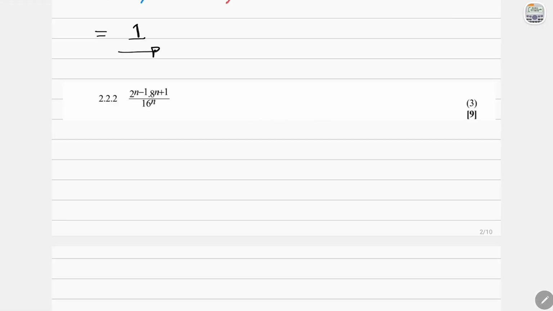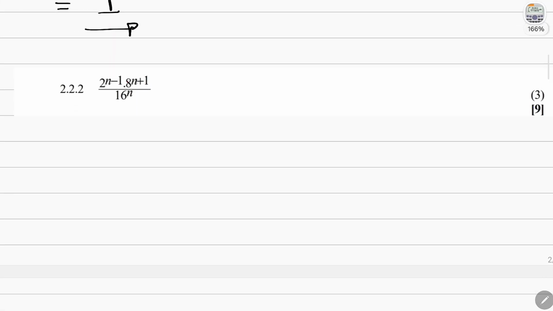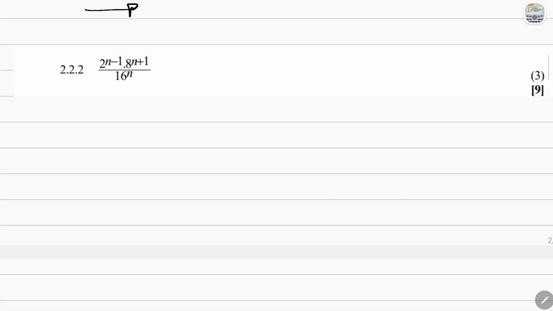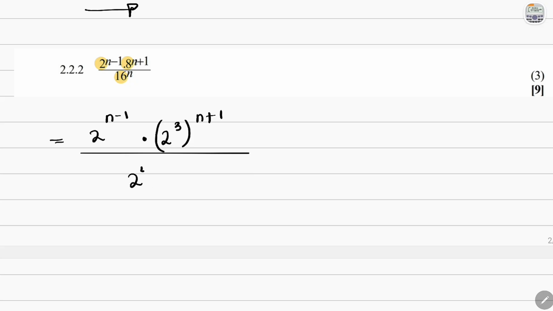The next question, we have an exponential expression. So in this expression, do you see the bases we have? 2, we have 8, we have 16. What do they all have in common? They can all be expressed as a base of 2. So that's what we're going to do. The 2 is still just 2, so to the power of n minus 1. Then multiply by 8, which can be expressed as 2 to the power of 3, but then it's still raised to the power of n plus 1. And then all over, we have 16, which can be expressed as 2 to the power of 4.